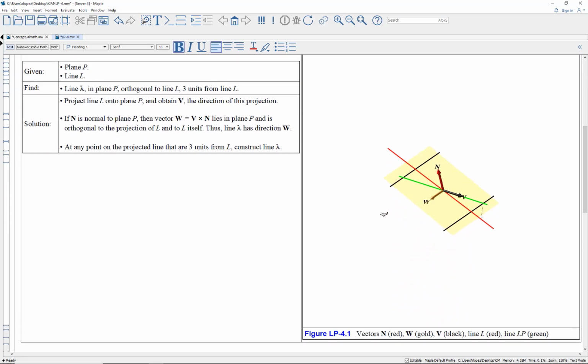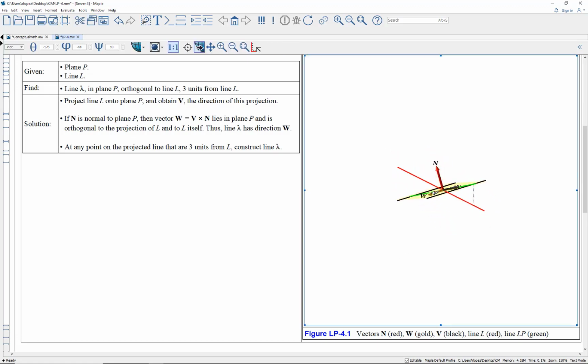Ultimately, eventually, this figure was necessary. Now, what do we have here? The yellow bit here is the given plane P. The red line is the given line L. Okay, so L and P. Normal to the plane. Project the given line L, the red line, onto the plane. That's what that green line is. The direction of that green line is vector V. And V cross N will be a vector W.